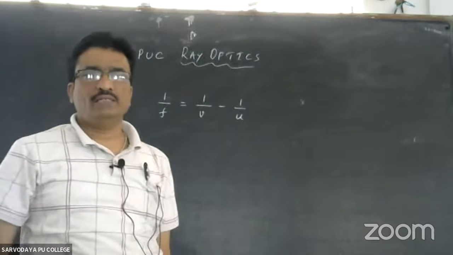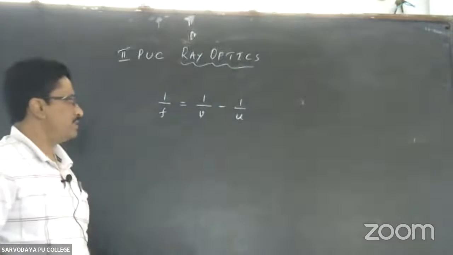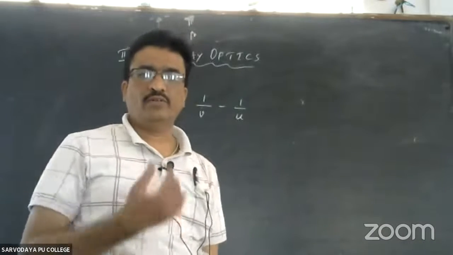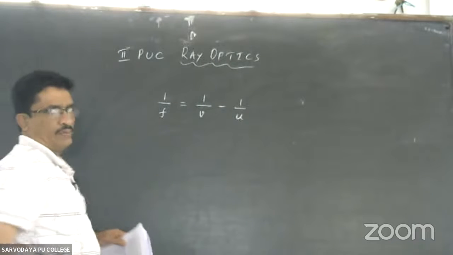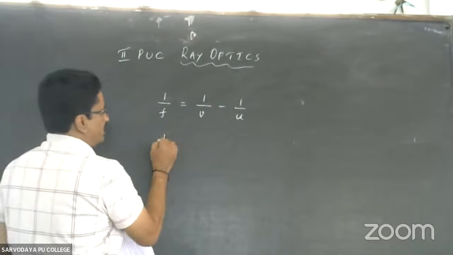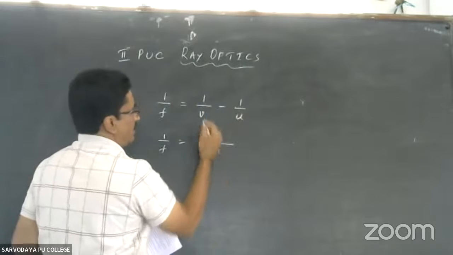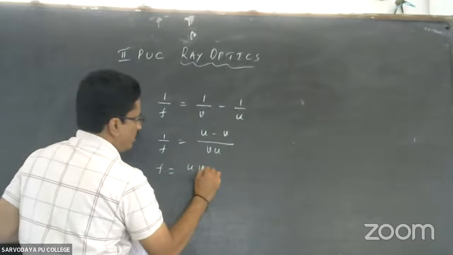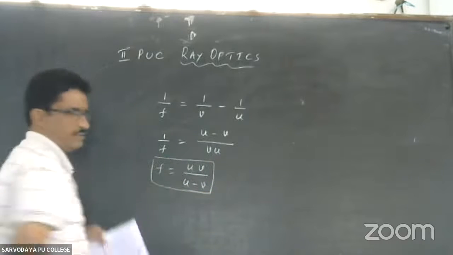This is the basis for this one, and basically here we will be coming across fractions. Especially while working out the problems, it is better to simplify the formula before going for the substitution. Therefore, I will write the formula for f, which will be useful. Once I consider 1 over f, the LCM is uv, and here it is u minus v. Therefore, f will be equal to uv by u minus v. This is the simplified formula for focal length.